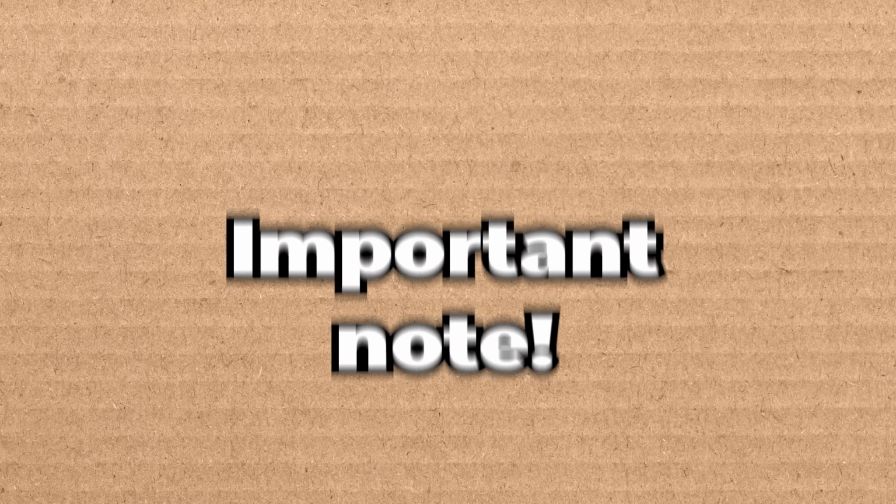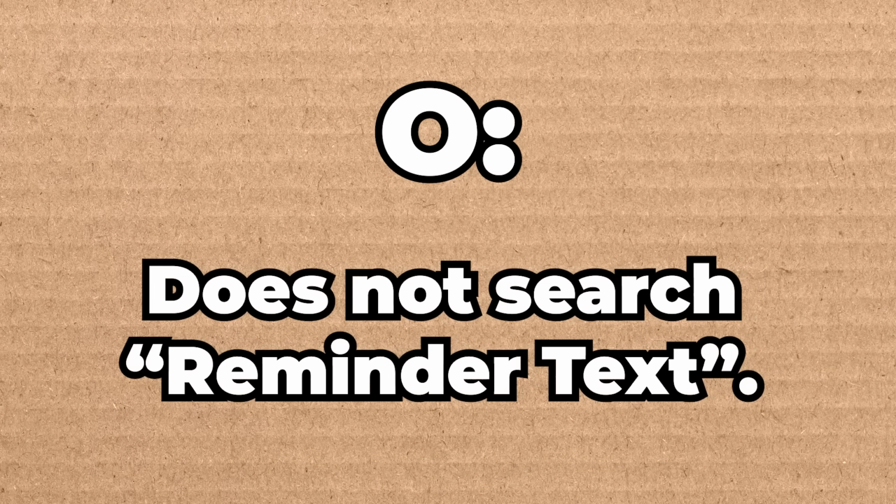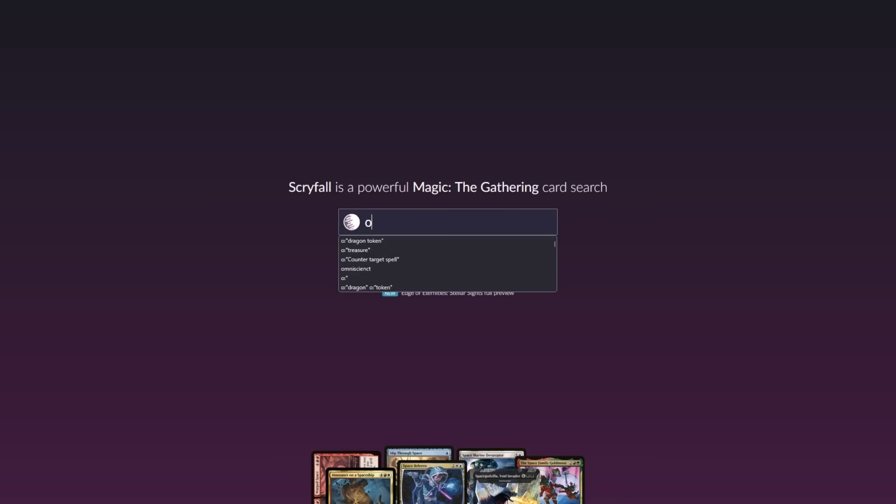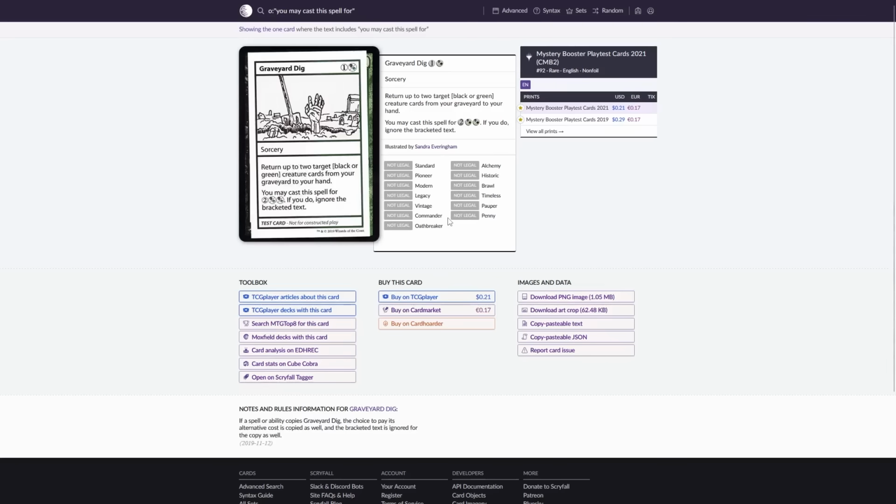It's also important to note that the Oracle search term doesn't search through things like reminder text. So if we looked up the phrase, "you may cast this spell for," because perhaps we're looking for cards with alternative costs, it would only bring up the playtest card, Graveyard Dig.